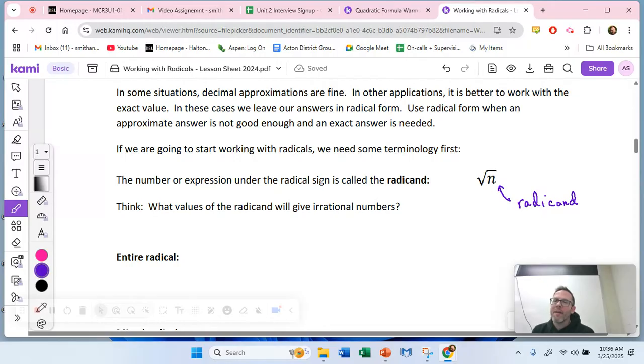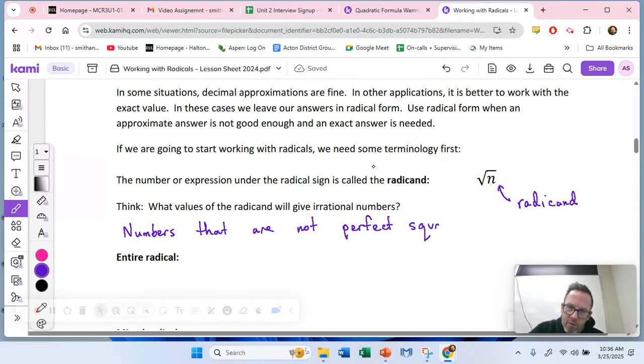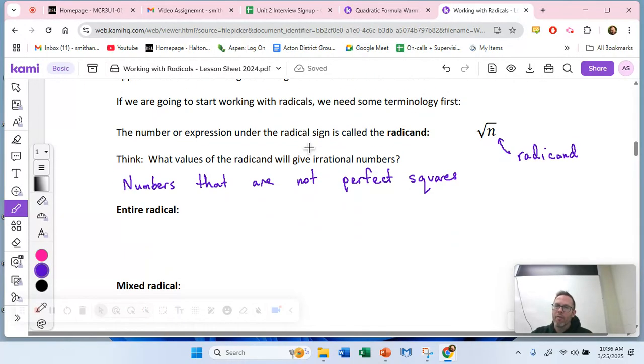And we can now kind of give a rule. What values of the radicand will give irrational numbers? Well, we kind of investigated this on the front. Numbers that are not perfect squares. Okay. So the radicand, the number under the square root.